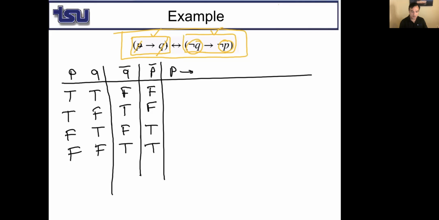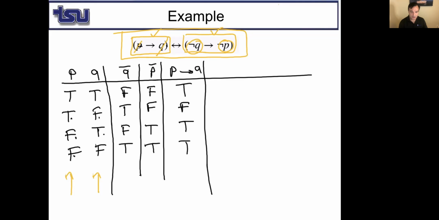P implies Q. Okay, here is P, here is Q. And this is the premise, and this is the conclusion. Premise is true, conclusion is true. That means this is true. Premise is true, conclusion is false. It is false. Premise is false, conclusion is true. If the premise is false, no matter what the conclusion is, we always have true as the compound proposition, right?